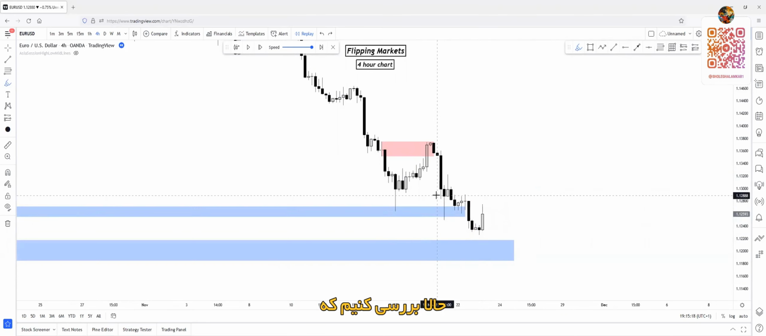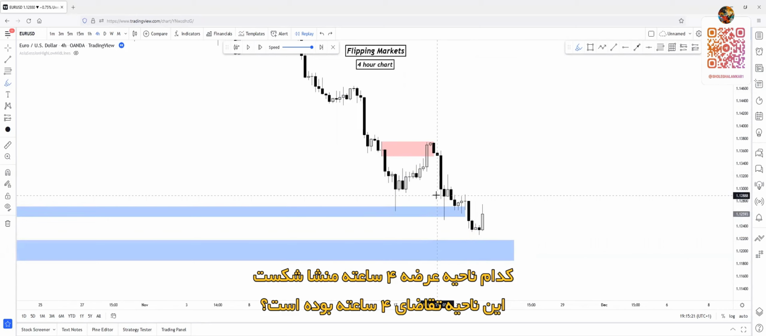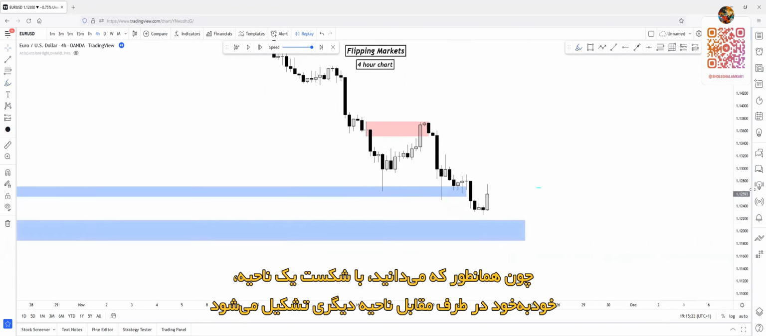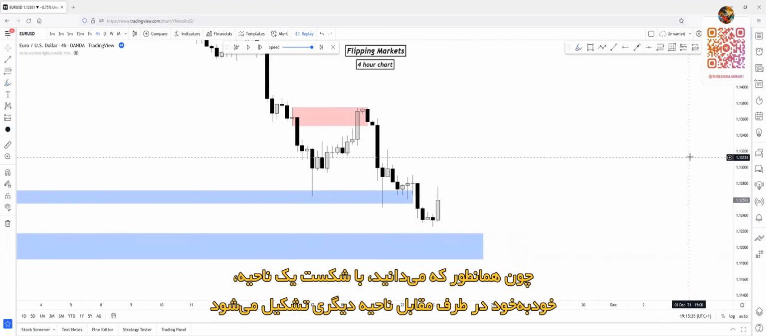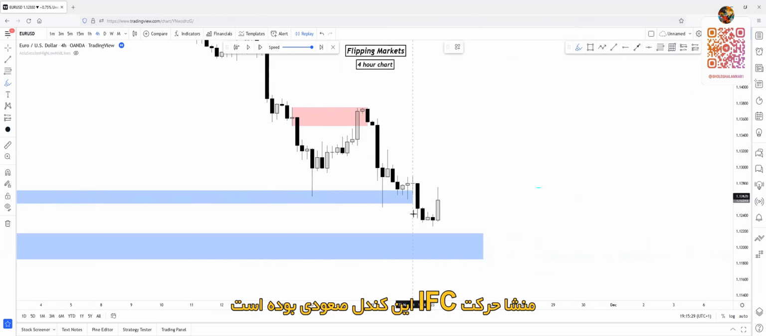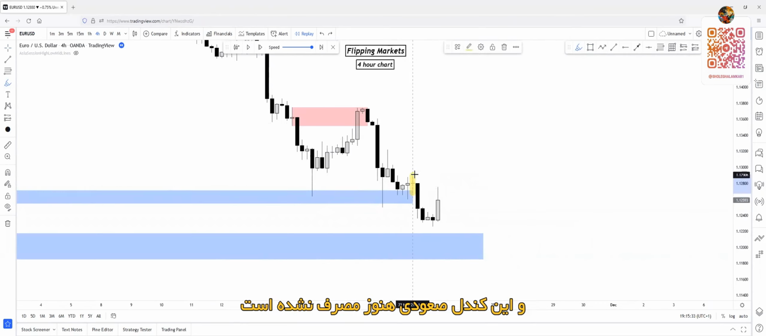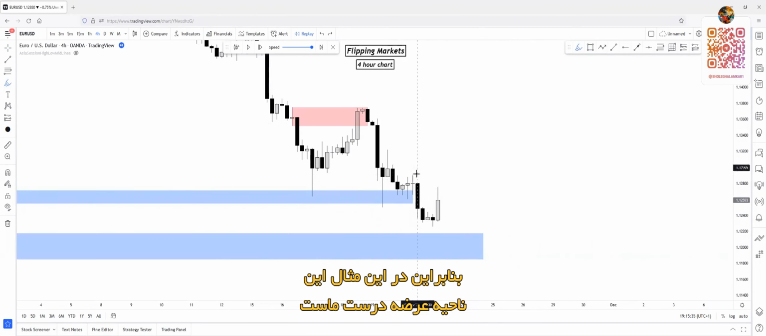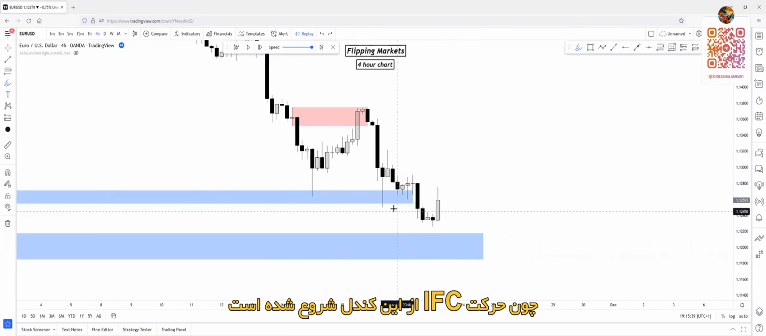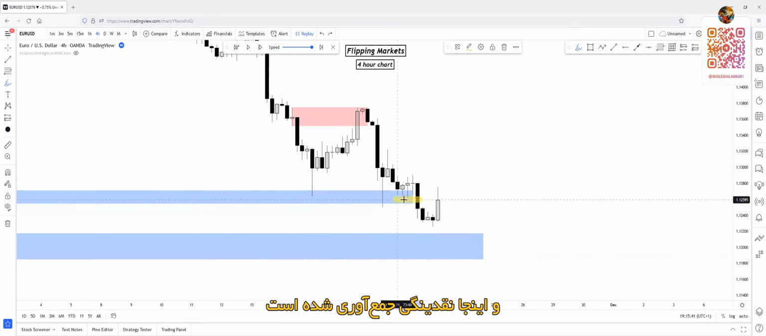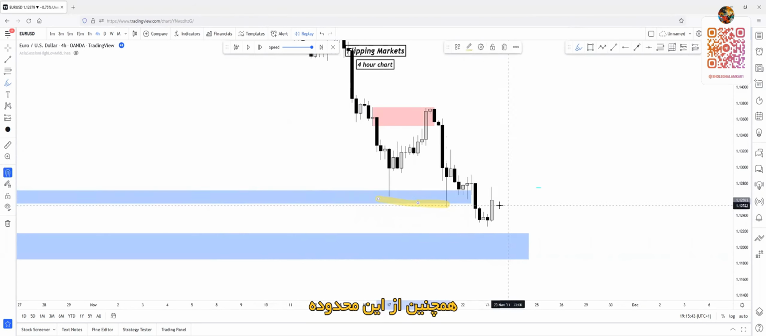Let's see which 4-hour supply zone caused the break of this 4-hour demand zone, because if a zone breaks, an opposite side zone will be automatically formed, as you may know. So as you can see, the inefficient push came into the market from this upside candle, and this upside candle has not been mitigated yet. So this is our right supply zone in this case, because the inefficient push came into the market from this candle, with a break of structure here, and liquidity sweeps from this region and also from this region.